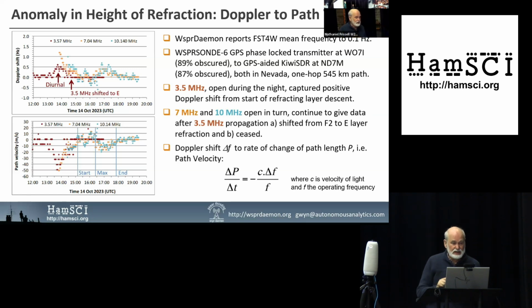But now you'll have seen that 7 megahertz opens in orange with a higher Doppler shift. It's a higher frequency. And then, in turn, 10 megahertz opens, the cyan frequency. Now, when we put those together and convert to path length, then they collapse onto one graph on the bottom left, except for 80 meters when it's switched to refraction from the E layer.